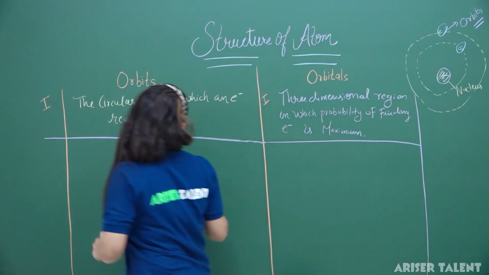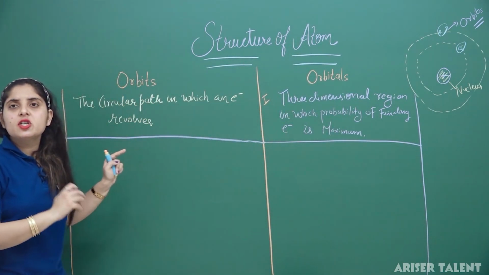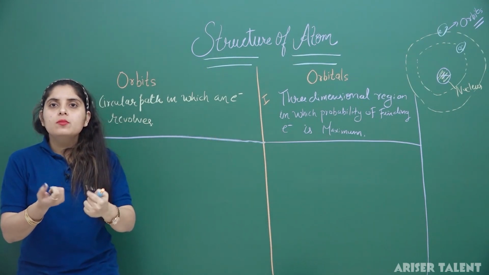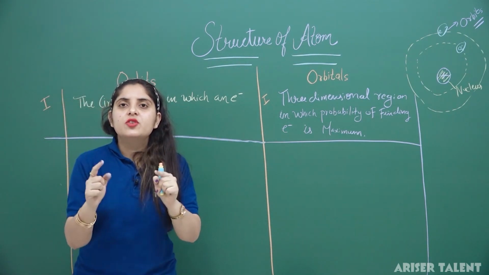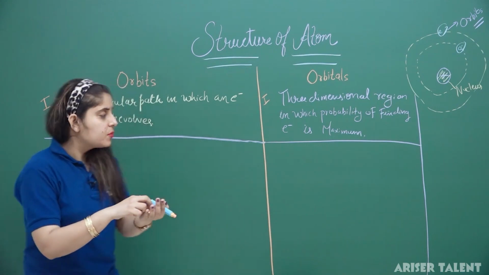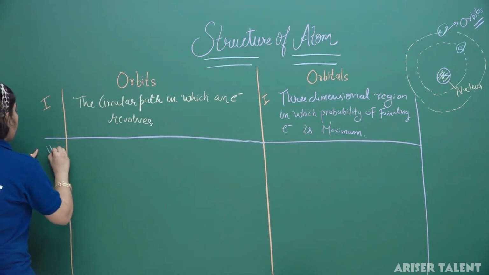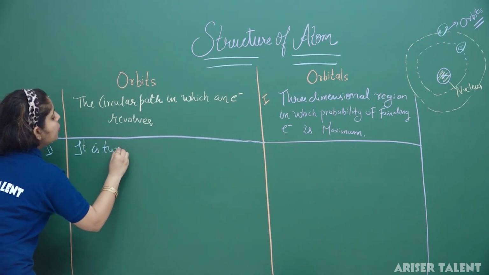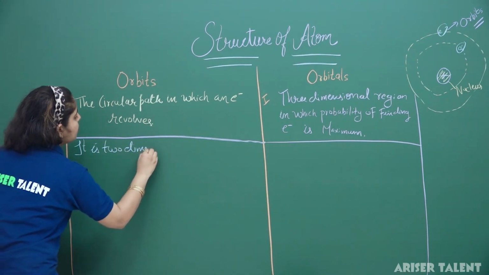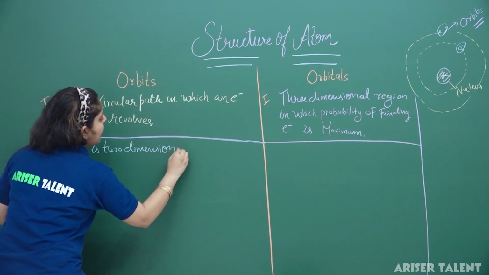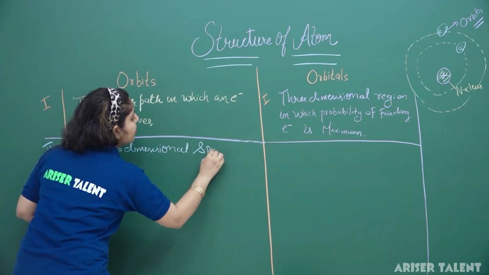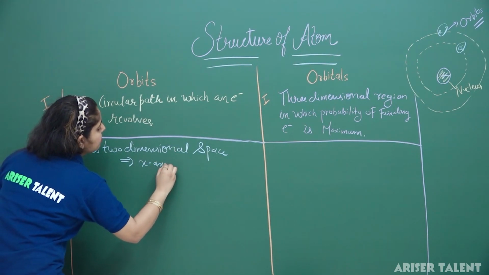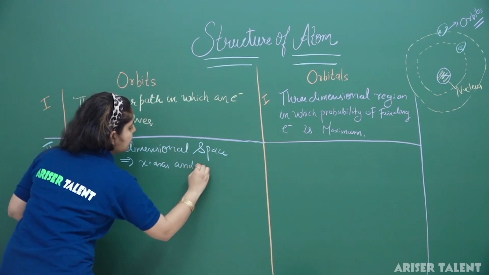Now what will be the second point to distinguish between orbit and orbital? An orbit only shows the figure or the structure in two-dimensional form. So it is in two-dimensional space, and the two-dimensional space will be the x-axis and y-axis.